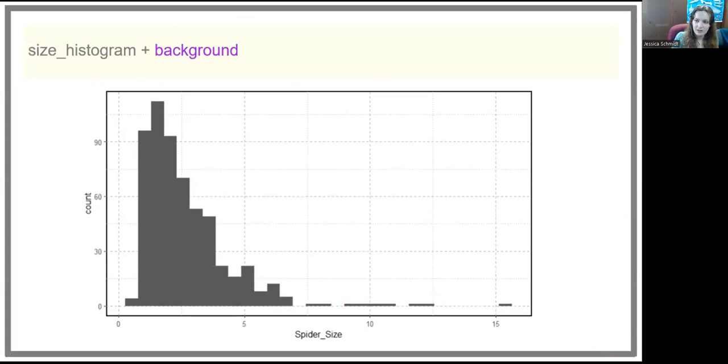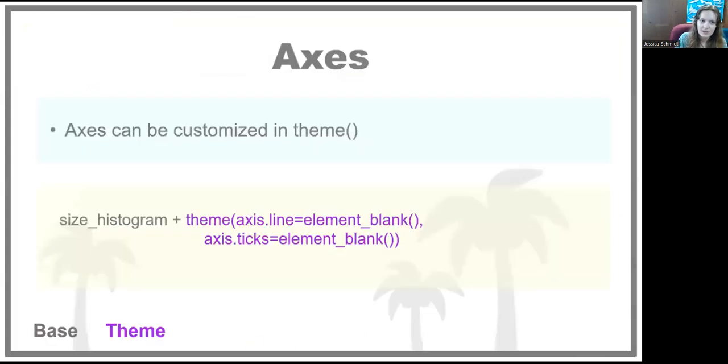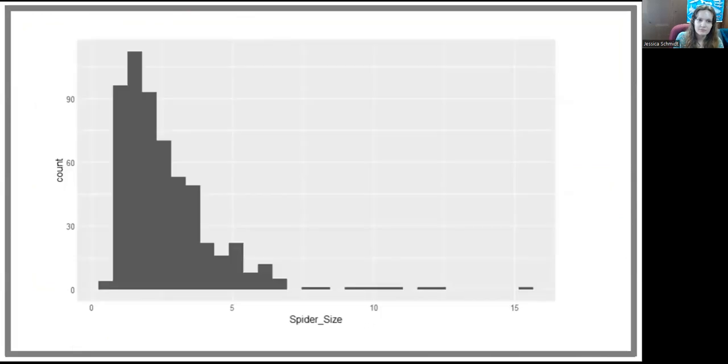Okay, so now that we've gotten that out of the way, let's continue with customizing our axes. Axes can also be customized in theme. So here we have size histogram, and then we're adding the theme function to the histogram like we did with background. And we're setting our axis lines to blank and our axis ticks to blank. So basically, we're just back to our basic histogram, but there are no lines for the X and Y axes and no tick marks, which should be here if you remember.